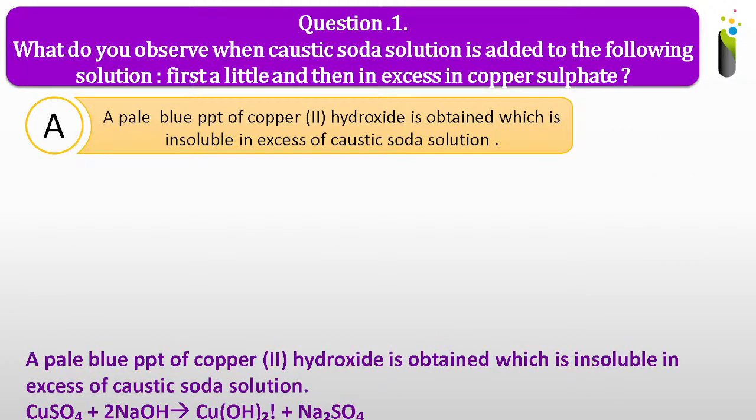The correct answer for this question is A. A pale blue precipitate of copper hydroxide is obtained, which is insoluble in excess of caustic soda solution. CuSO4 + 2NaOH becomes Cu(OH)2 + Na2SO4, wherein Cu(OH)2 will be settling down as a precipitate.